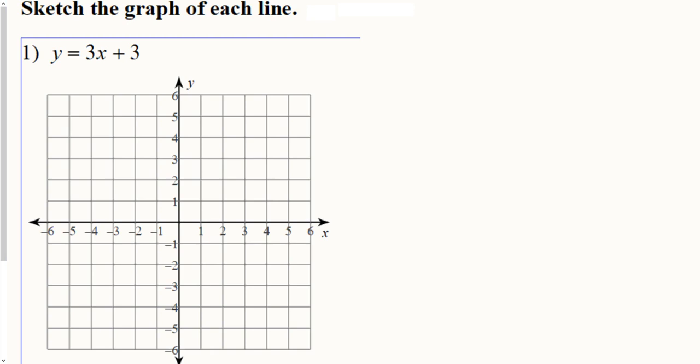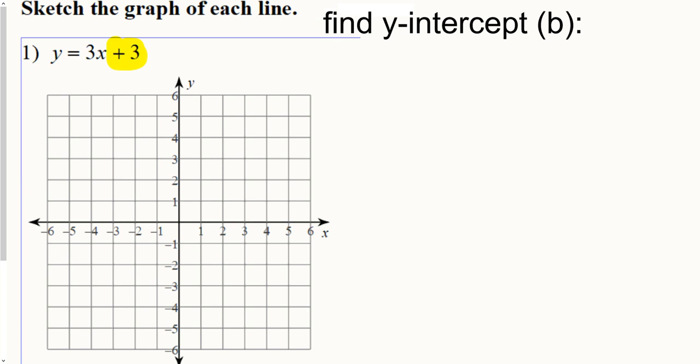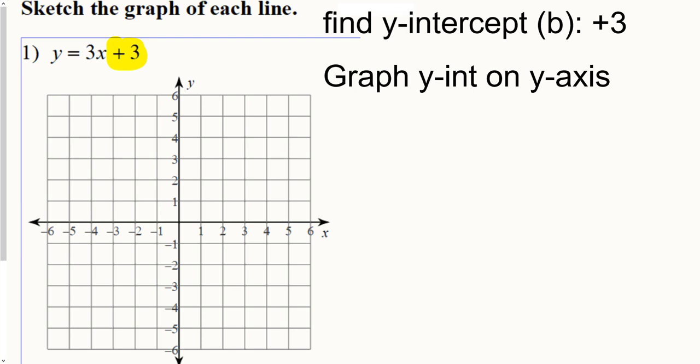First off, when you look at an equation and you need to graph it, if you can find the y-intercept, you're in business. So it's always the number right after the x. Don't forget to look for the sign in front of it. In this case, it's positive 3. Use that information to graph it on the y-axis. Okay? If that was a minus 3, I'd be putting it down here at minus 3.